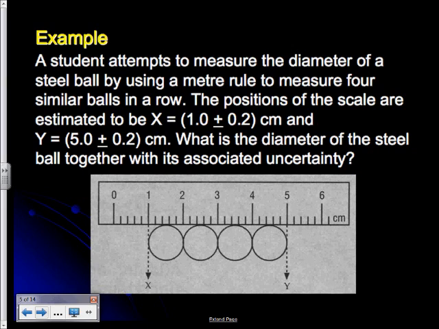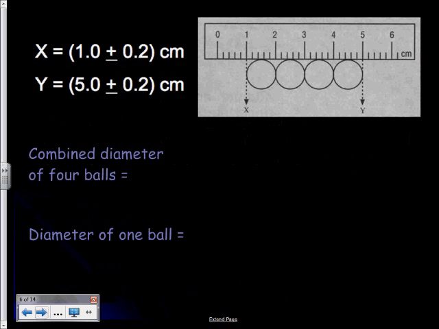All right, so a student attempts to measure the diameter of a steel ball by using a meter rule to measure 4 similar balls in a row. The positions of the scale are shown there. And so we've got one reading there, we've got another reading there. And so if we're going to figure out the diameter, first of all, of the 4 steel balls, we're going to be subtracting the reading here from the reading there. All right, so let's turn to the next slide and see what that might mean.